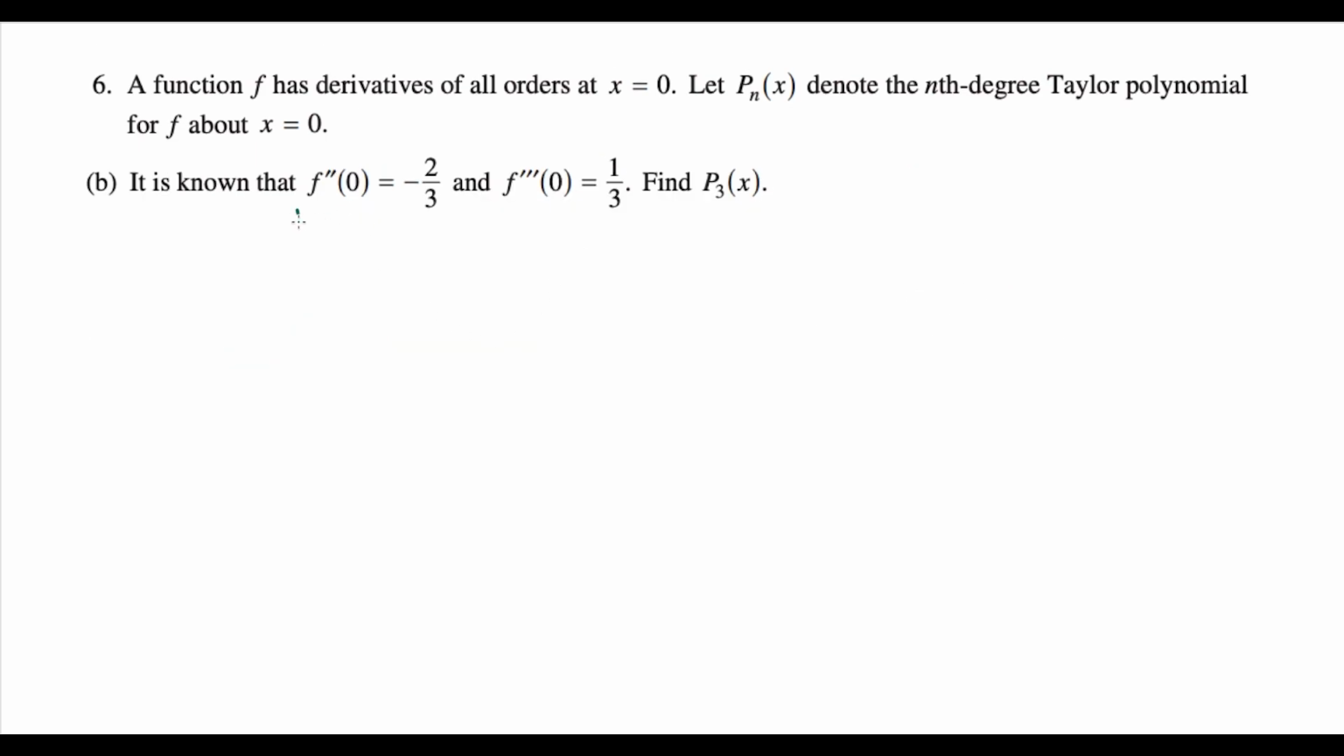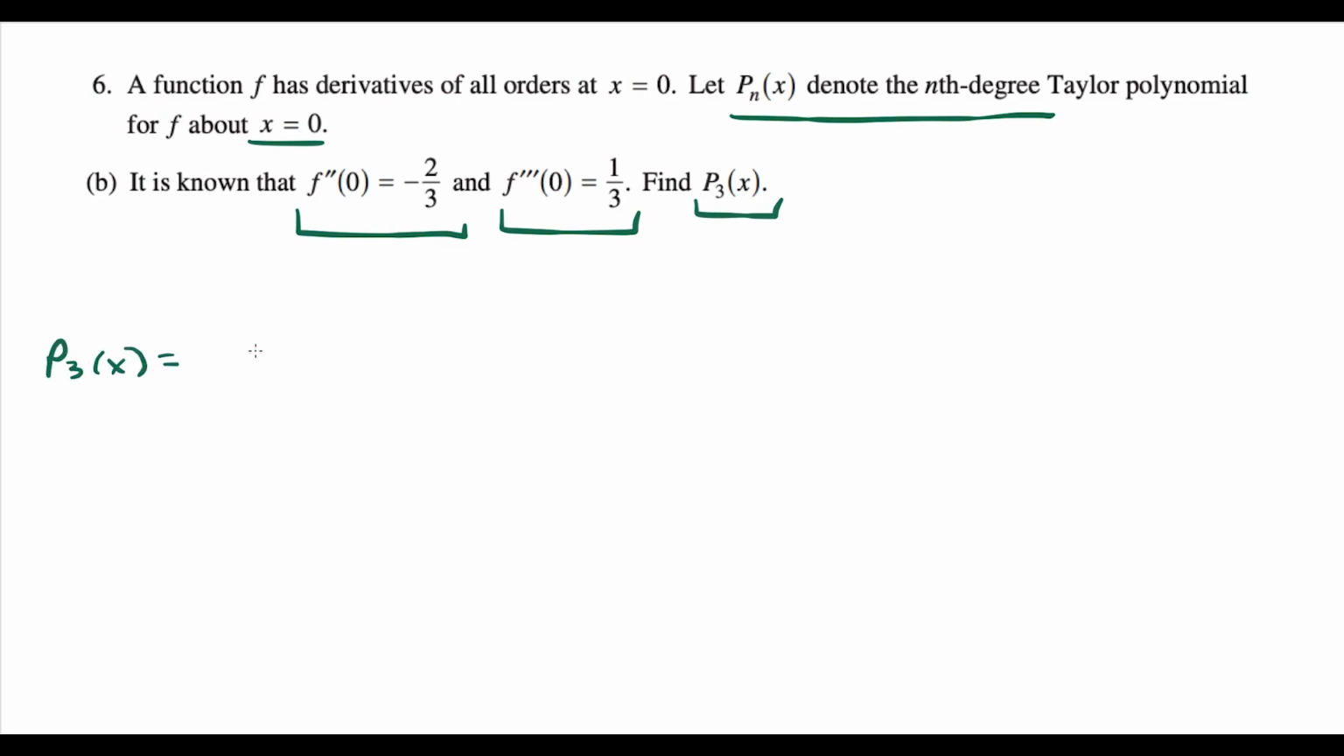So for part B, we're told the second derivative at 0 for f and the third derivative at 0 for f. And we want to find p sub 3 of x. And if we remember what we were told in the beginning, that would be the third degree Taylor polynomial for f centered at x equals 0. So p sub 3 of x, if we expand this a little bit, is going to be f of 0 plus, and we have f prime of 0x, and then next we'd have f double prime 0 x to the second over 2 factorial, and then we're going up to third degree, so we stop at x to the third.